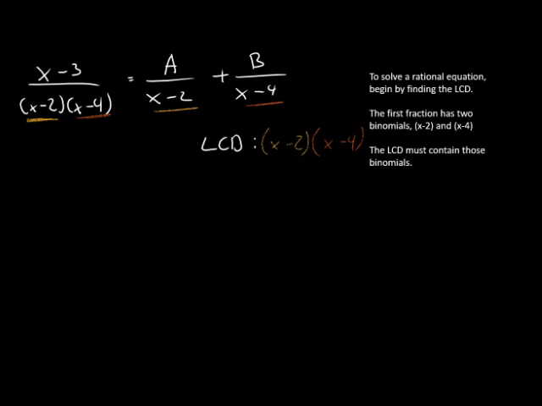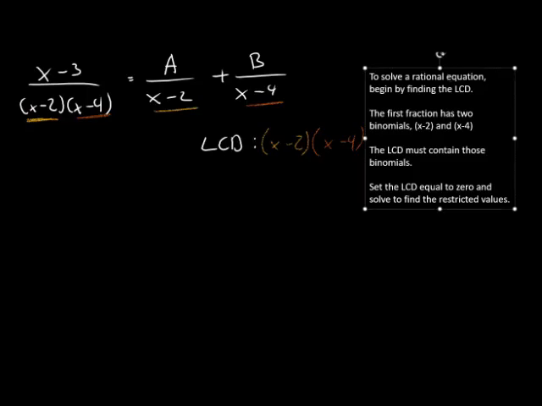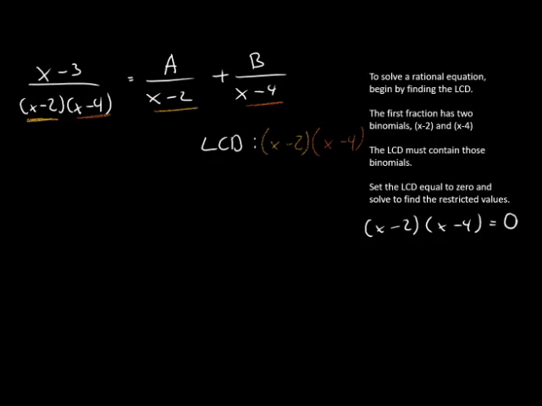We can also set the LCD equal to 0 to find the restricted values. We will say x minus 2 times x minus 4 is equal to 0. We'll set each piece equal to 0 separately. For our left piece, x minus 2 equals 0, and therefore x would equal 2 if we move the 2 to the right side. We'll do the same thing with the negative 4. If we move the negative 4 over, we'll have x equals 4. Now that we have the restricted values, let's multiply all of the terms in the rational equation by the LCD.